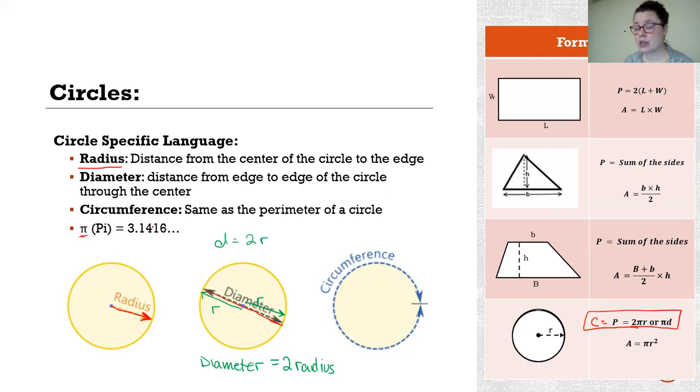Pi, we write this Greek letter. It's like 2 little lines with a squiggle on top.